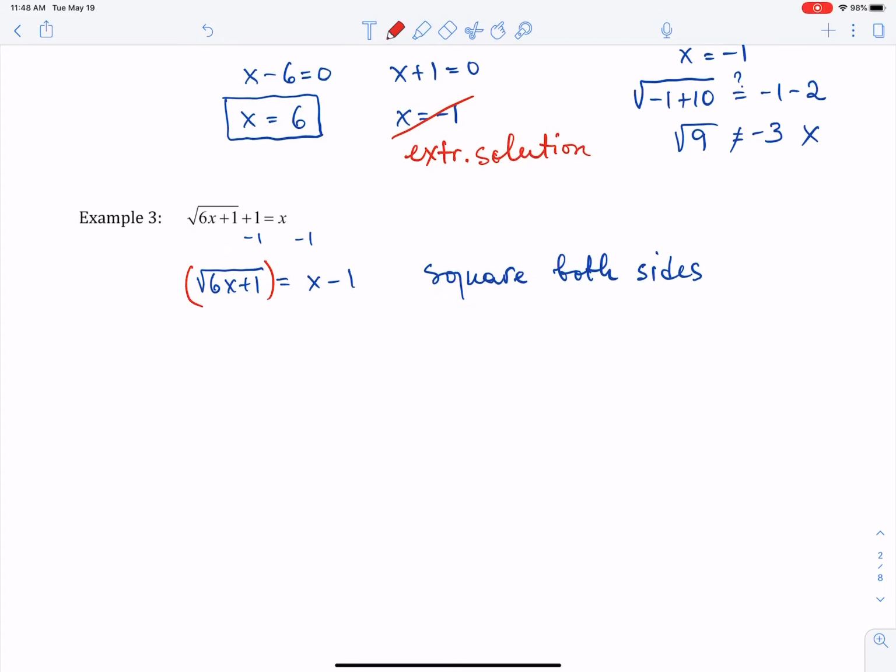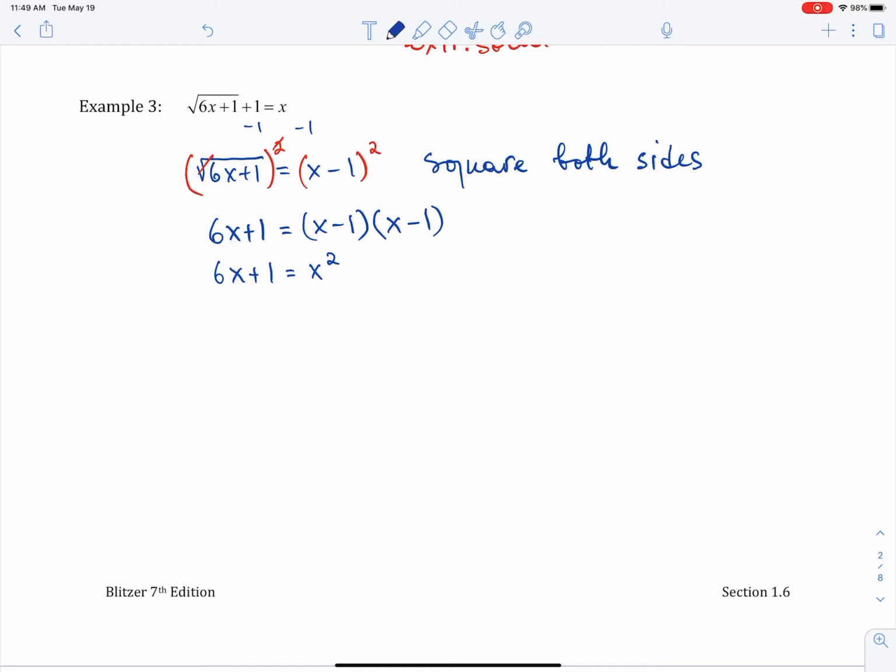So 6x plus 1 to be equal to x minus 1 squared. Or x minus 1 squared again is x minus 1 times x minus 1. Now we're going to distribute. X times x is x squared. X times negative 1 is negative x. Negative 1 times x is negative x. Negative 1 times negative 1 is positive 1. 6x plus 1 is x squared minus 2x plus 1.